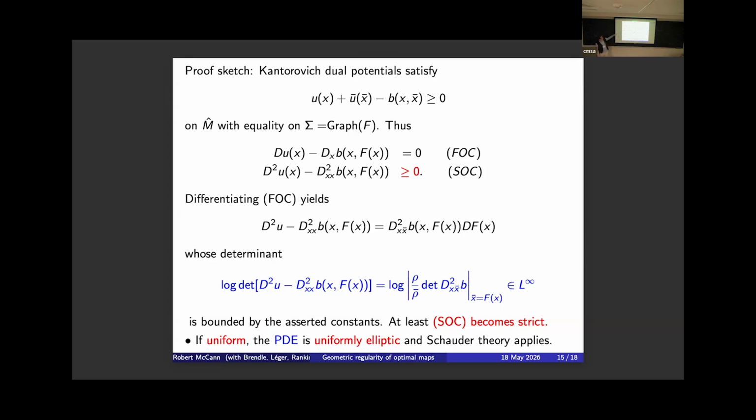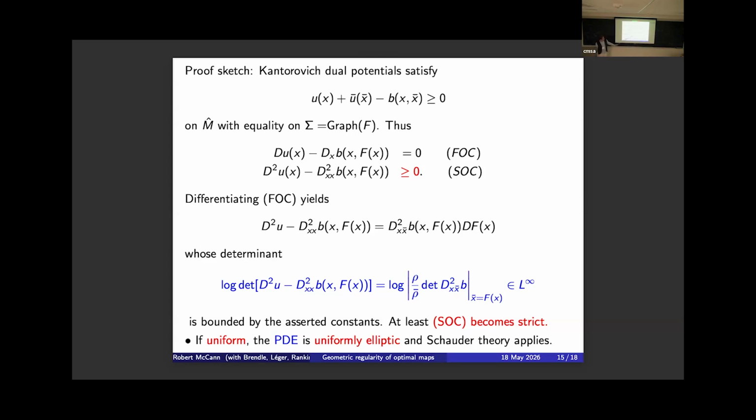On the other hand, if I differentiate the first order condition with respect to x bar, I get the stuff that appears in the second order condition plus something involving the Jacobian matrix of F. That's the thing whose determinant is controlled to be the ratio of rho to rho bar. The determinant of this is also controlled by hypothesis A1, the diffeomorphism condition. And so if I take the log determinant of this entire expression, I get this kind of fully nonlinear expression in U.